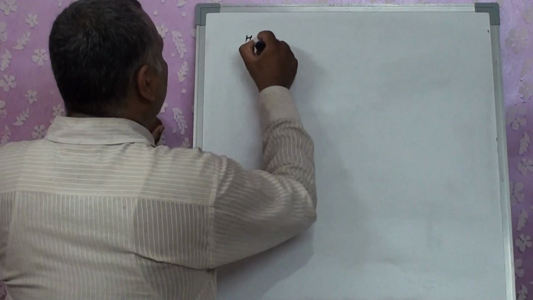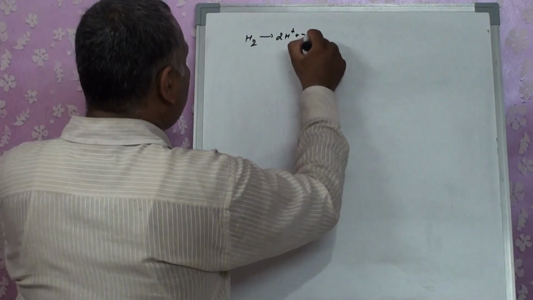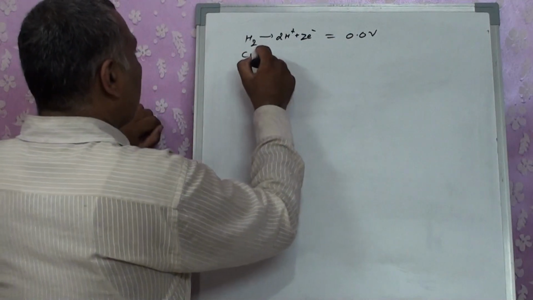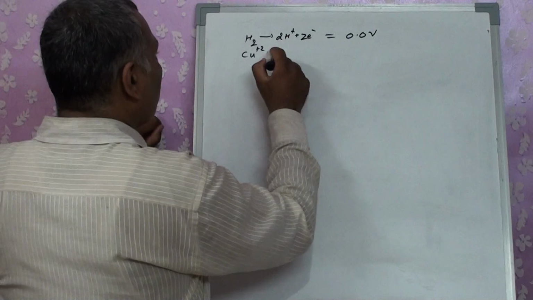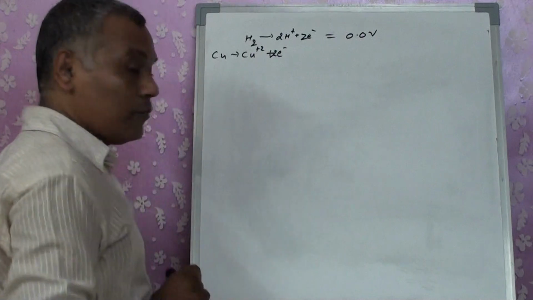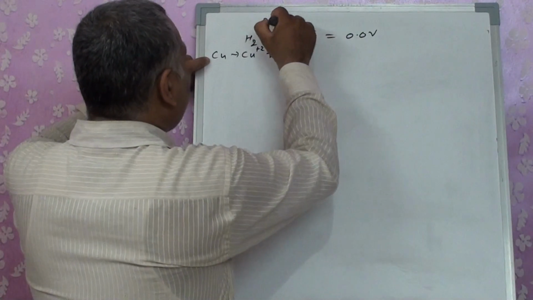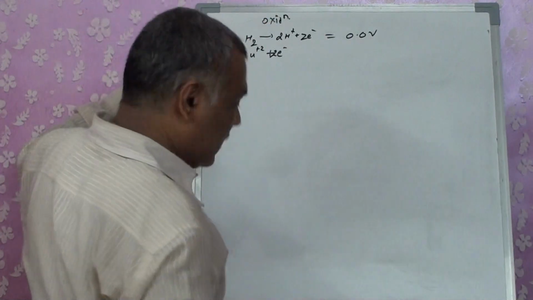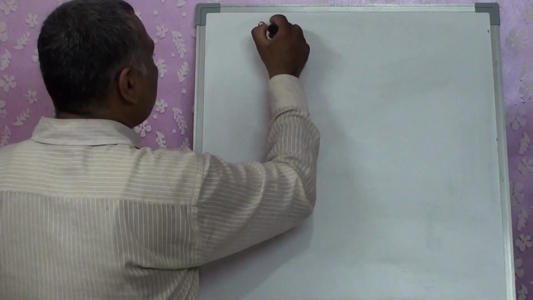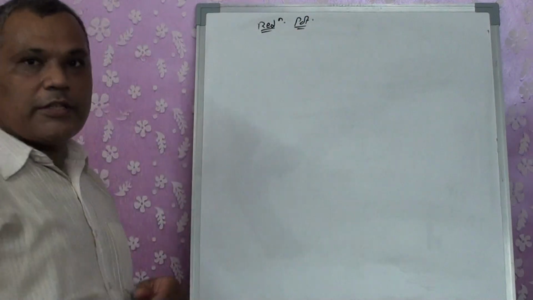Like hydrogen, we know H2 gets converted into 2H+ plus 2e-, and we got the potential equal to 0.0 volt. In the same way, if I take Cu2+ plus 2e-, that means I am going for oxidation. Okay, let's do it as given in your textbook: reduction. As per the textbook, reduction potentials.